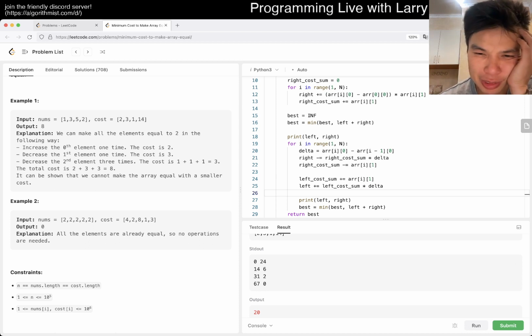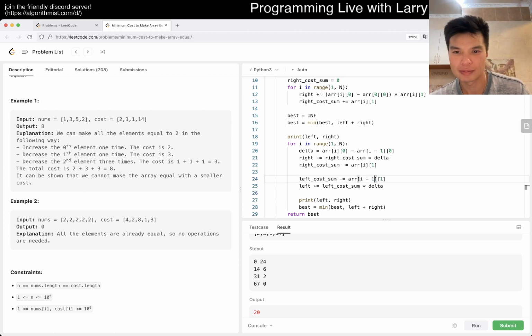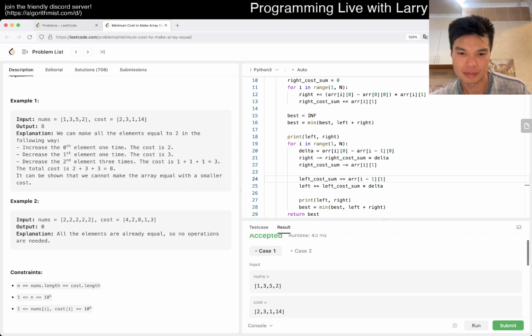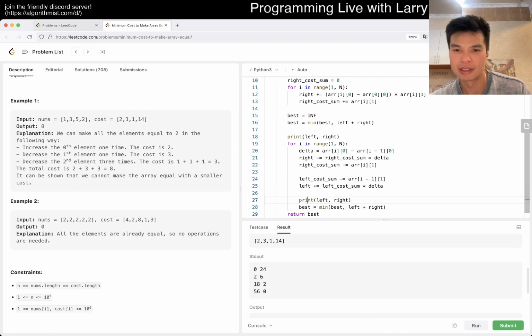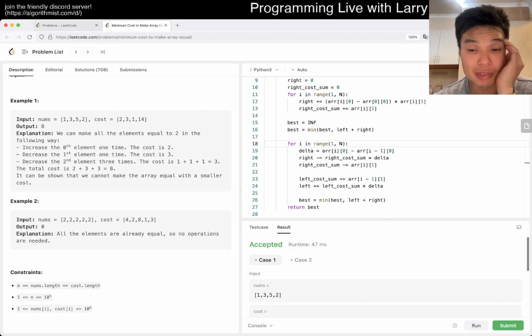Is that right? Okay, I was just a little bit off, because you have to add the left to the i minus 1, not the plus 1. Okay, all right, let's give it a submit.